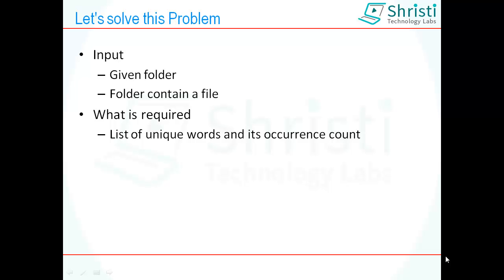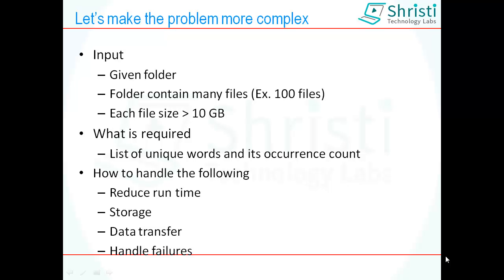So let's complicate the problem a little bit. Let's say the folder contains a lot of files, and a 10 GB file size is very small. The same problem: how would you solve it now? You understand the problem, right? Your computer has 4 GB RAM. The same logic holds good, but it takes time. No, still it won't work.